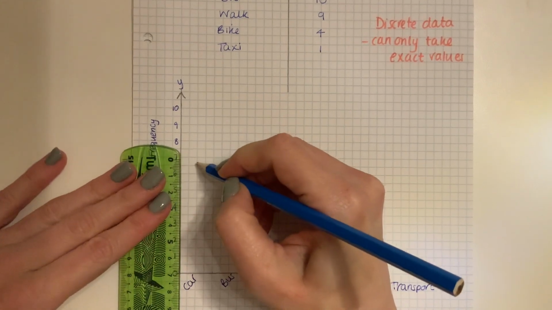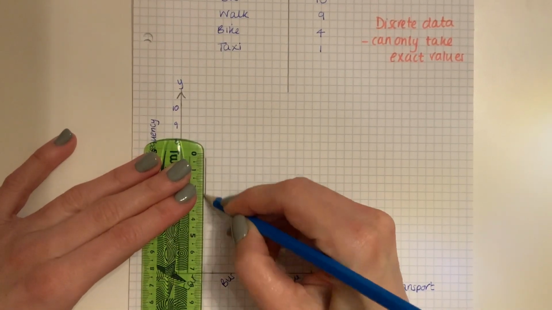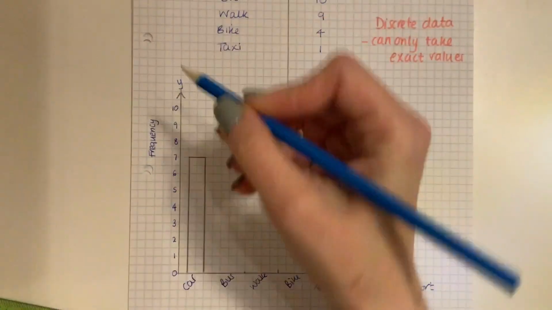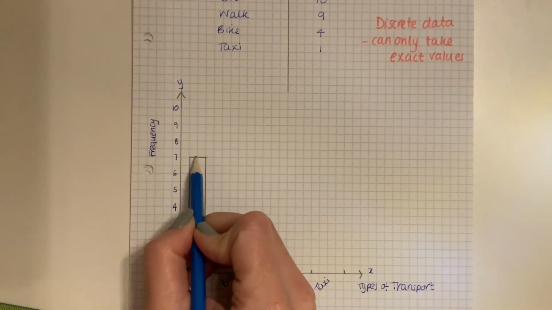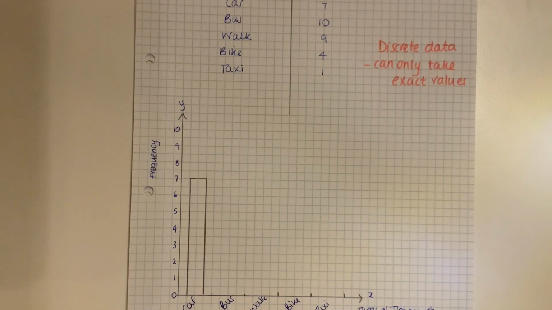So I would draw a bar up to 7 like that, and then I just draw across. And that's why it's important to have the number on the line, because you always use the line of the squared paper. And now I continue to draw my bars.